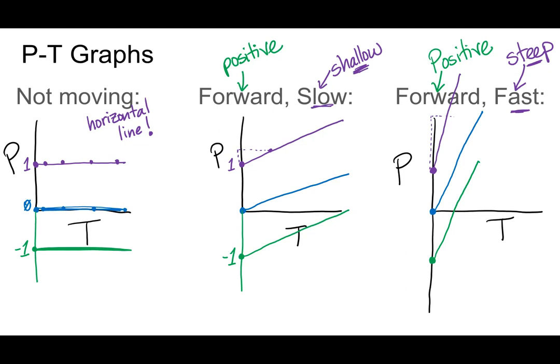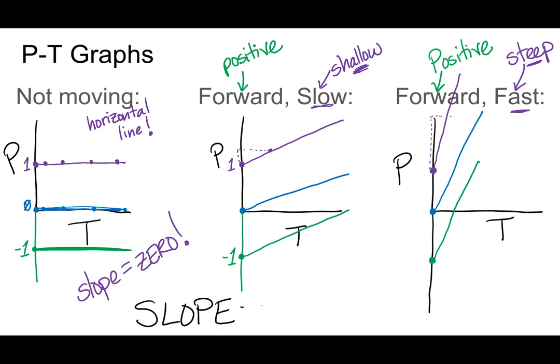If we go back to this not moving one, this horizontal line, well, what is the slope of a horizontal line? The slope is 0. Well, if you're not moving, your speed is 0. If you're going slowly, your speed is small. And if you're going quickly, your speed is fast. And so for each of these, the slope. And this is for any position time graph.